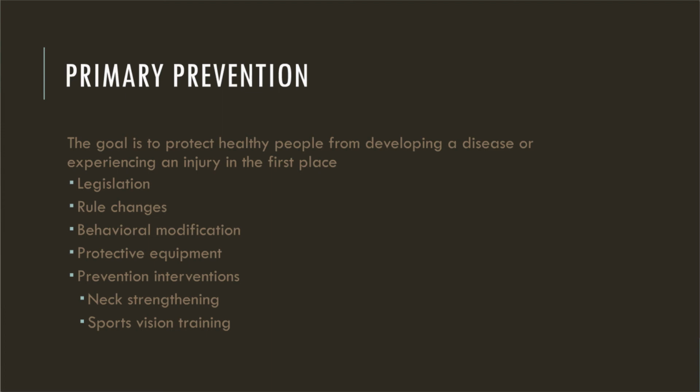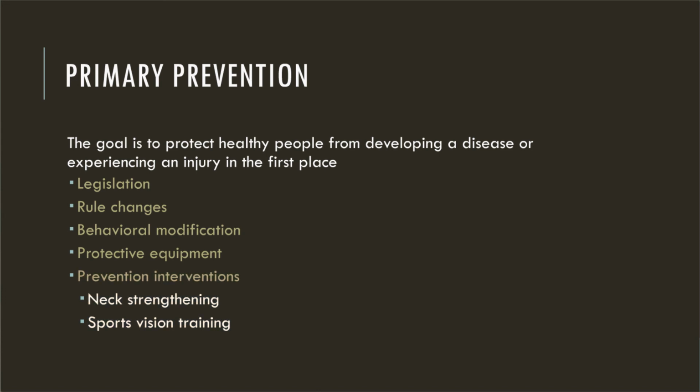So as you know, in medicine, when we talk about primary prevention of disease, we are talking about preventing the development of disease or injury in healthy people. We do the same for concussion research and management, where we're looking at these different angles on primary prevention: legislation, rule changes, behavioral modification, protective equipment, and prevention interventions, and what we could do to help primary prevention.